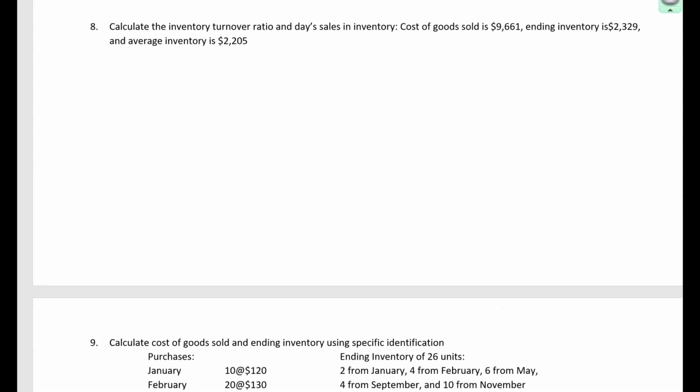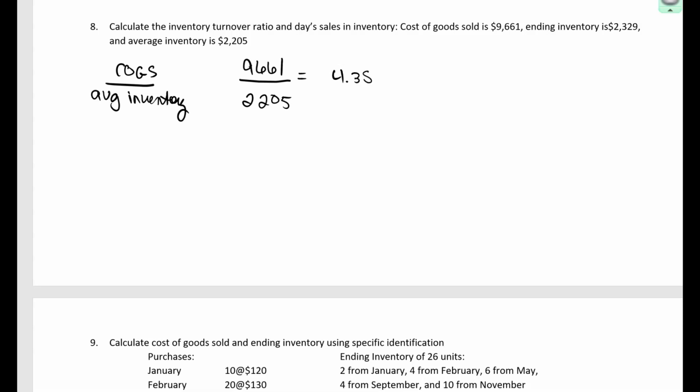Okay. Calculate the inventory turnover ratio. The inventory turnover ratio is cost of goods sold over average inventory. Here it says the cost of goods sold is $9,661, and they tell you what your ending inventory is, and they tell you what your average inventory is. Make sure you use the number that is your average inventory, not your ending inventory. 4.38 times.